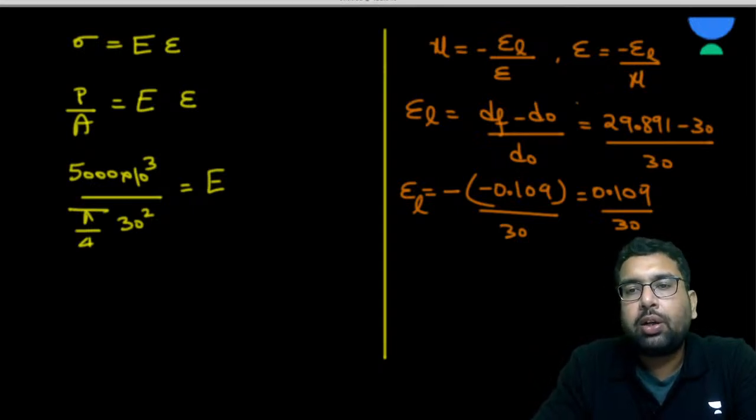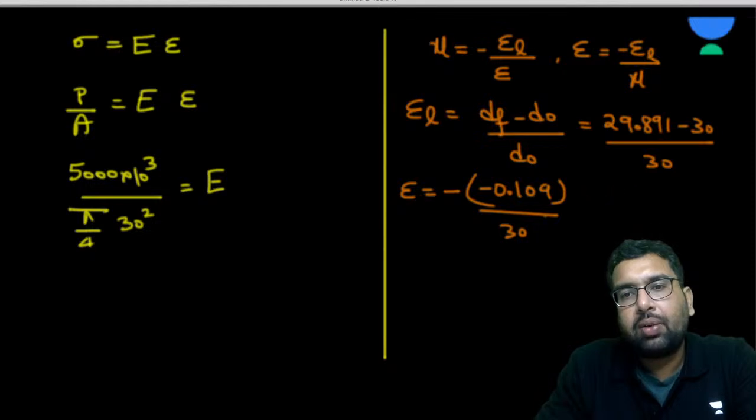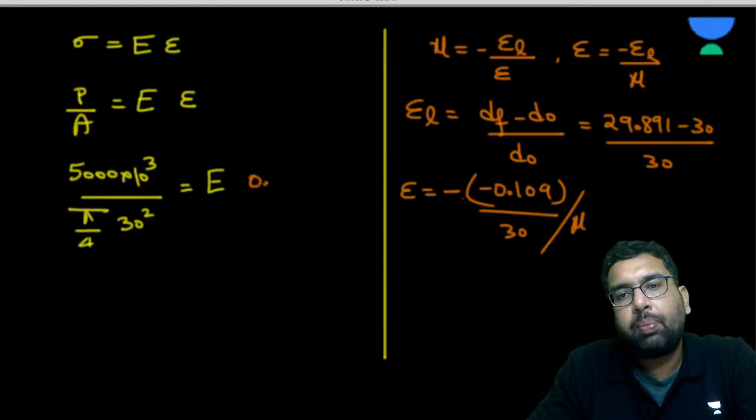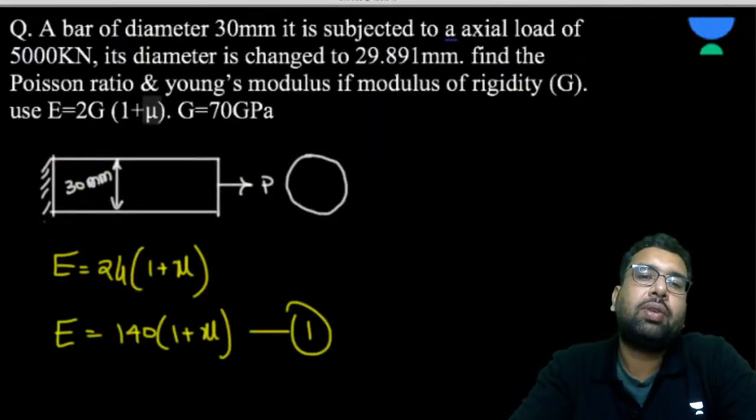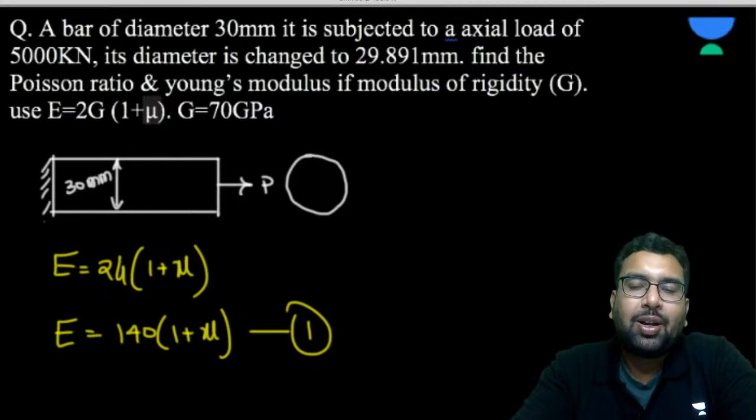Now see, what is the longitudinal strain? Already I have taken minus here, so we can directly find out the longitudinal strain. So this is minus, I'm putting it like this, minus upon mu. So what is the longitudinal strain? It will become 0.109 by 30 mu. Right? So let's suppose this is equation number 2. So we are having equation 1, equation 2. Right? Now the question is sorted, isn't it?